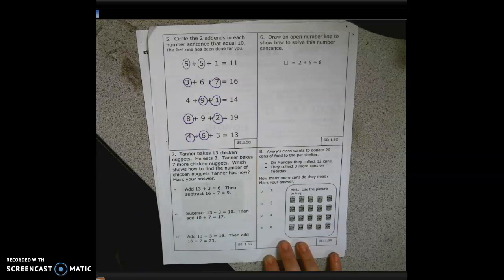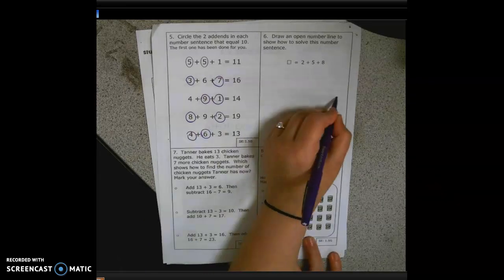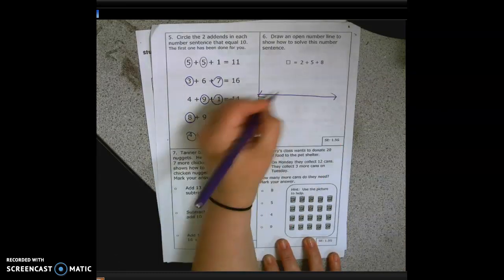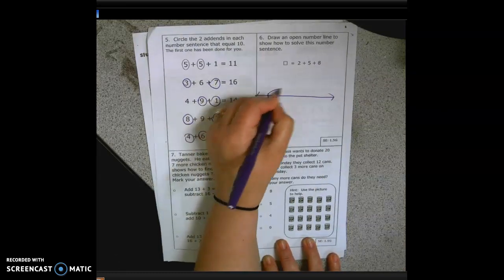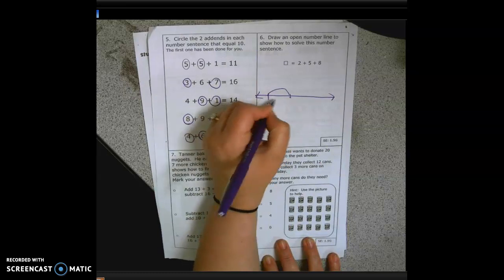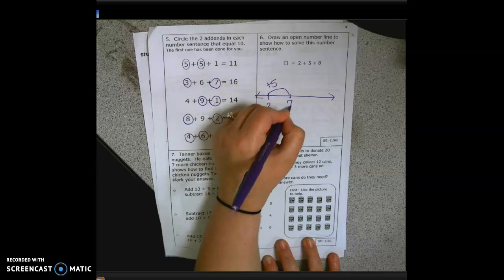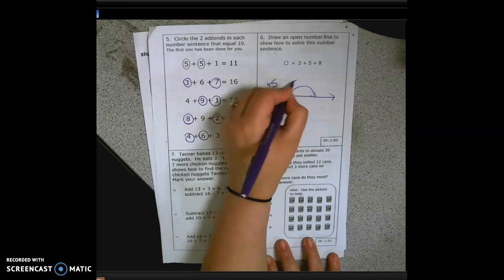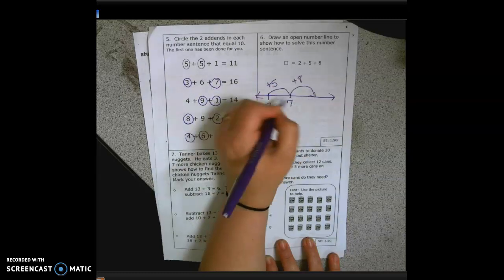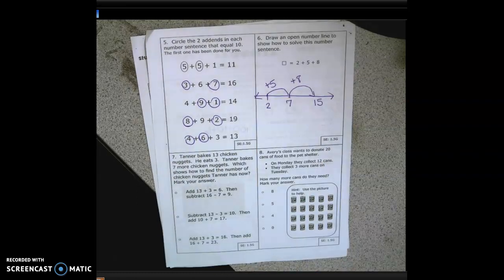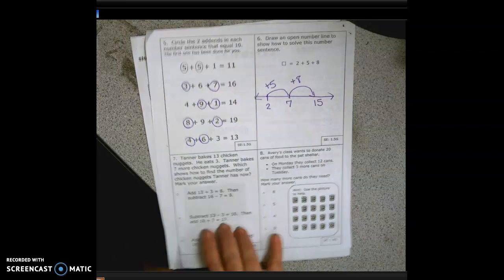Draw an open number line to show how to solve this number sentence. So here's my number line. I'm going to start at 2. I'm going to hop 5 more, which is going to be 7, and then I'm going to hop 8 more. And 8 plus 7 is 15. You could put the numbers in between. I chose not to, but you can do that.